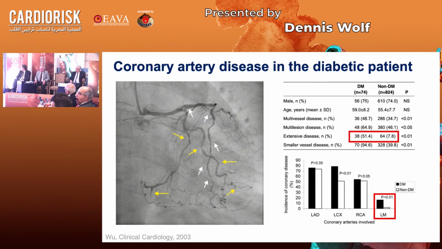This picture really shows you the specific characteristics of coronary artery disease in diabetic patients. What you see is really a multi-vessel and multi-lesion disease that can be very extensive. And on the right side, you see that this kind of extensive coronary artery disease is much more frequent in diabetic patients compared to patients that don't have diabetes. In addition, left main vessel disease is much more frequent in diabetic patients. So that shows you that the degree of coronary artery disease in diabetic patients is much more severe than in patients without diabetes.